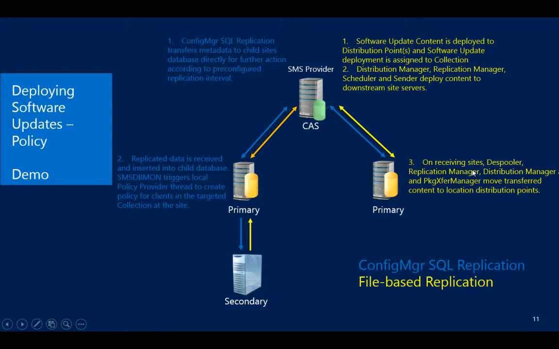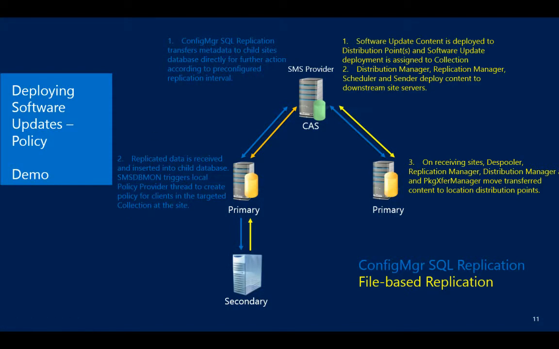Despooler receives it, unpacks it, hands it over to the various components, distribution manager, whatever, and the distribution manager, if it's a local distribution point, just copies it out, right? Or if it's a remote distribution point, hands it over to package transfer manager, which will then be responsible for moving it to the correct remote distribution points, right? So again, this flow I'm not really going to go into here. It will be a major discussion in part 2 of the data replication series, but we'll save it for now. But I do want to show you this.